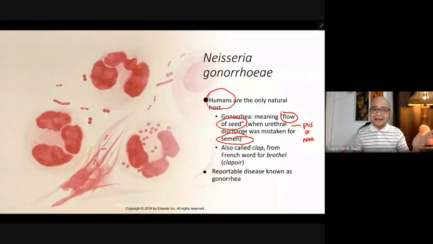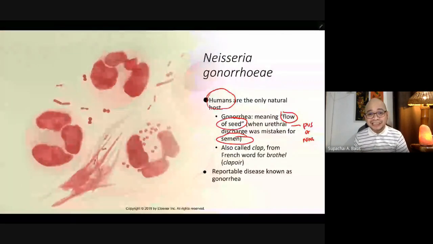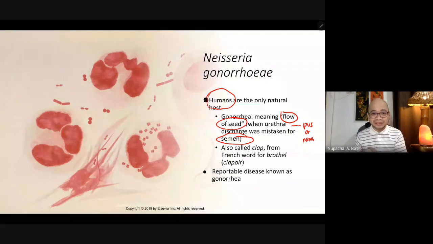So akala ng mga tao before that if you have gonorrhea, seminal fluid will constantly come out from the penis. But it is not a seminal fluid, but it is a pus. But again, the name is named after it because urethral discharge was mistaken for semen. So gonorrhea, or the flow of seed.